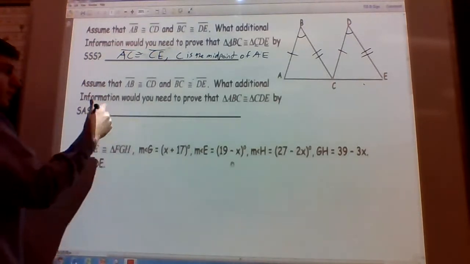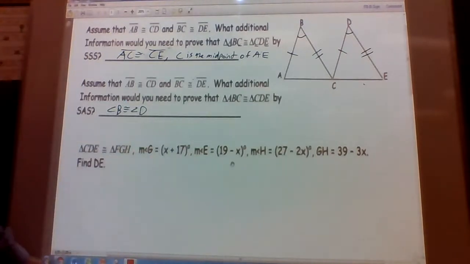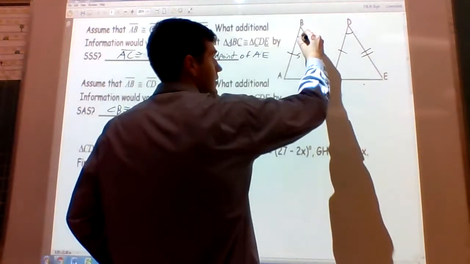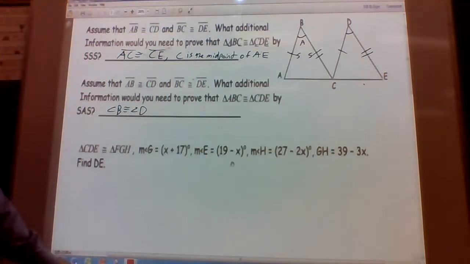Okay, so that's what we would need to know, that angle B was congruent to angle D. Okay, because then we have side, angle, side.